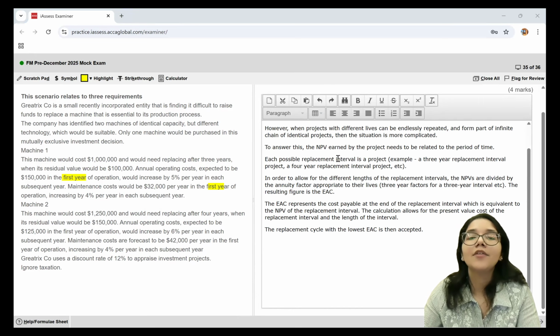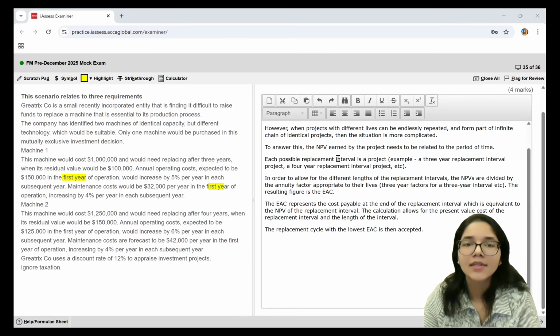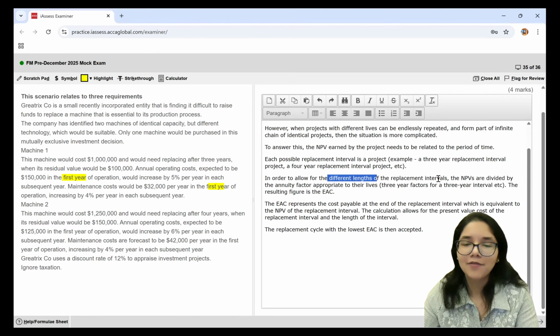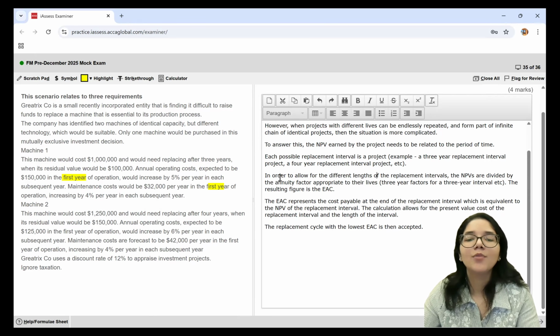And now because these are different replacement intervals that we are talking about, one machine lasts for 3 years, another machine lasts for 4 years. So just comparing the NPV will not make sense because it will not be a like-to-like comparison. If I want it to be a fair comparison, I have to see how much will be the annual cost. So to reach the annual cost, I have to calculate the EAC. So to allow for the different lengths over which we will be getting the benefits, NPV is divided by the annuity factor so that we are able to find the equivalent annual cost.